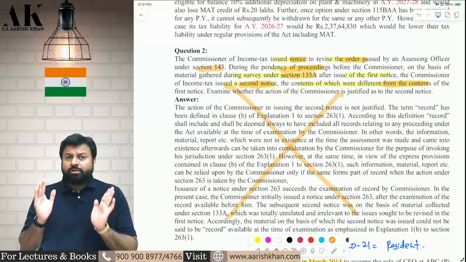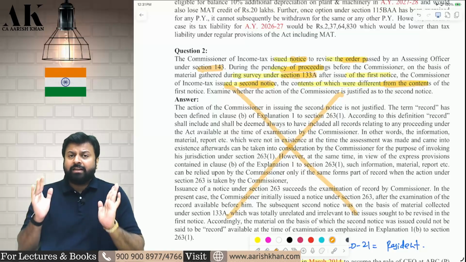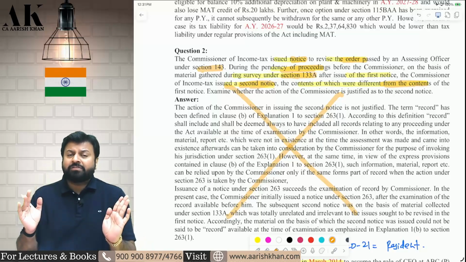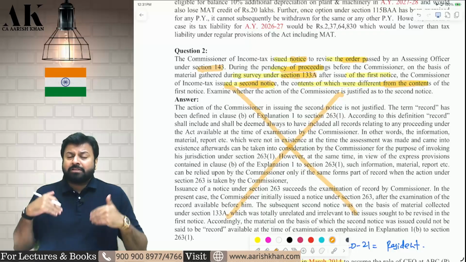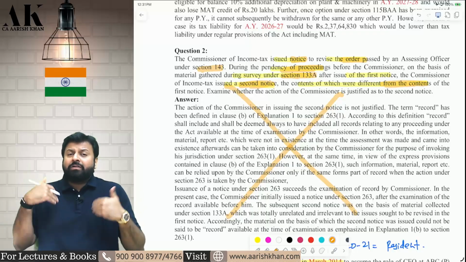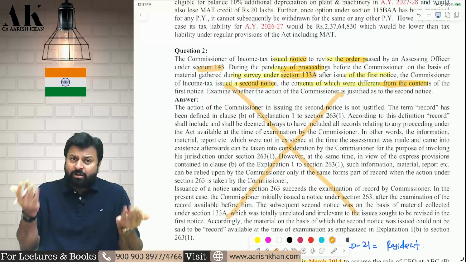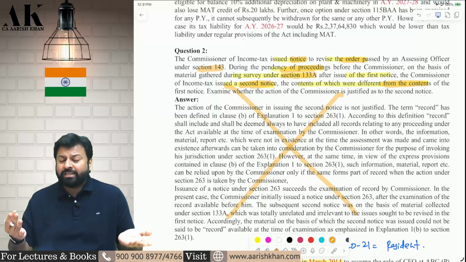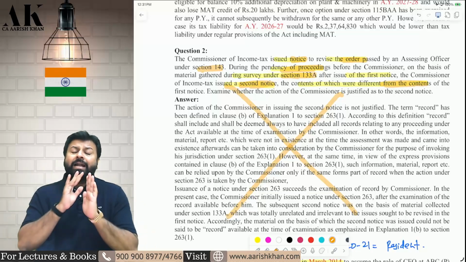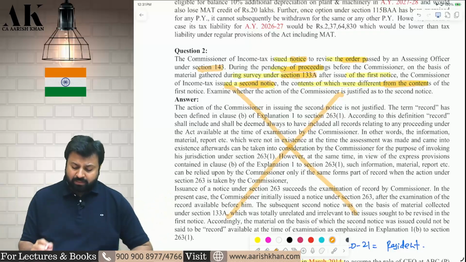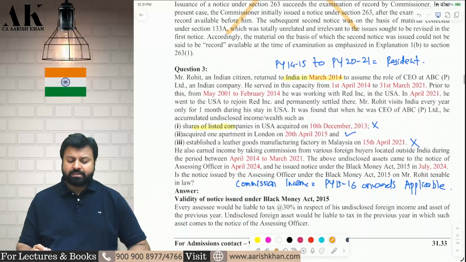The commissioner should stick to the decision which he has taken earlier. The commissioner should stick to the points which he has given in notice number 1. Just because the survey has happened later on, now he wants to withdraw the first notice and send a second notice, and based on that he wants to revise the order under 143(3). That cannot be done by the commissioner. Therefore, the commissioner is incorrect over here. I hope it is clear to all of you.